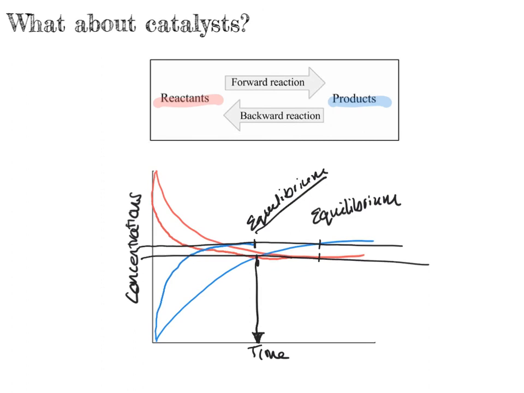So it's still useful if you're in business, throw a catalyst in. You'll get to your position of equilibrium sooner, and then you can start playing with temperature, concentration and pressure to get yourself some more product. So catalysts do not affect the position of equilibrium. They just help you reach it sooner.